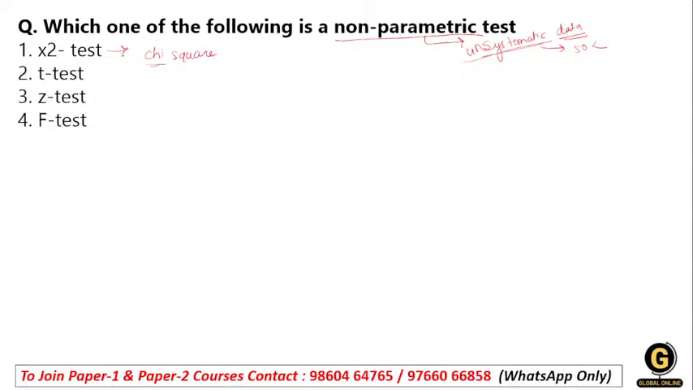The right answer will be chi-square test, because the chi-square test is applied whenever the data is not systematically arranged, and it does not assume a specific distribution of the data. It is commonly used to test the relationship between categorical variables. That's why the chi-square test is considered a non-parametric test. So here the right answer is chi-square test.